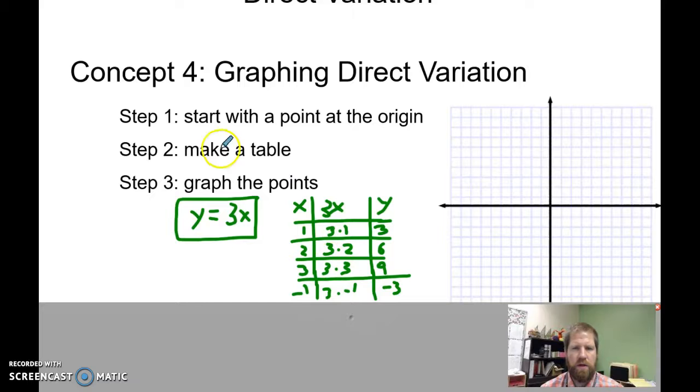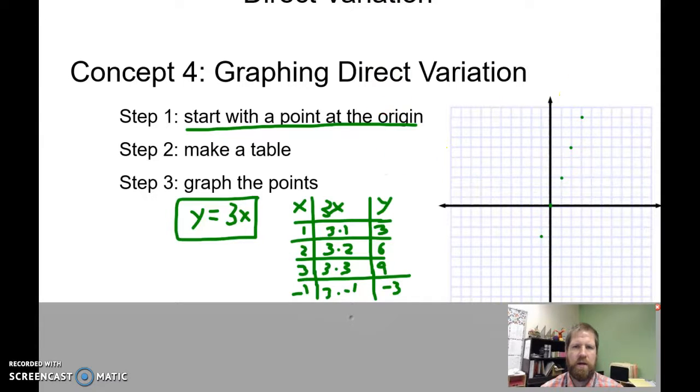So we've got our points. When you have a direct variation equation, you will always have a point at the origin. So I can make my point there. And then I've got a point at 1, 3; at 2, 6; at 3, 9. And -1, -3. So I've got some points.